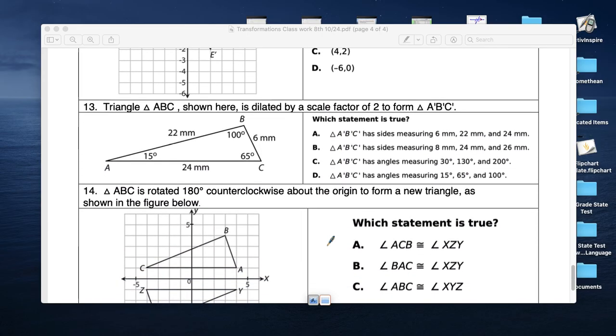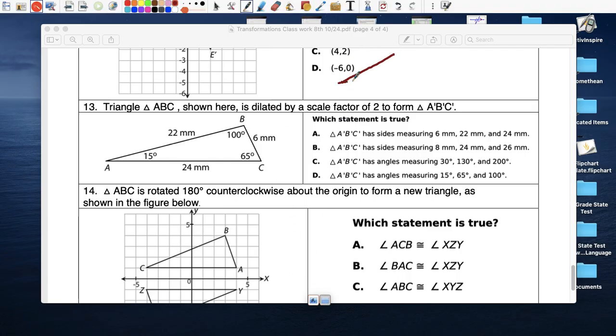13. Triangle ABC is dilated by, so there was a triangle. Okay, this got dilated and became this triangle. So we know all the angles inside are the same. So this is 15 degrees, this is 100, so when you're at 15, this is 100, this is 65. So it got dilated, so all the sides got increased by a factor of 2.